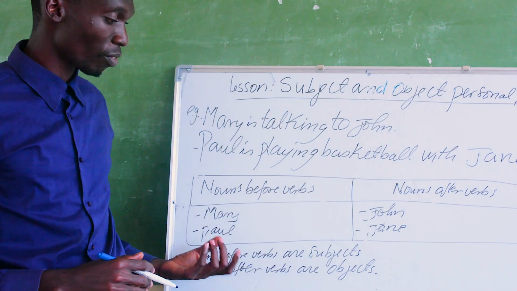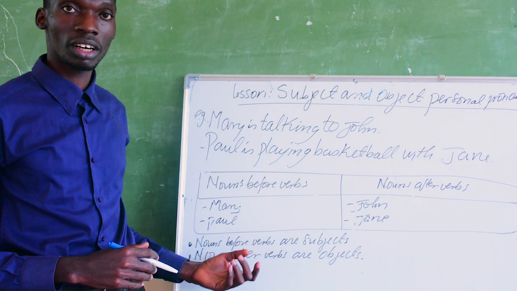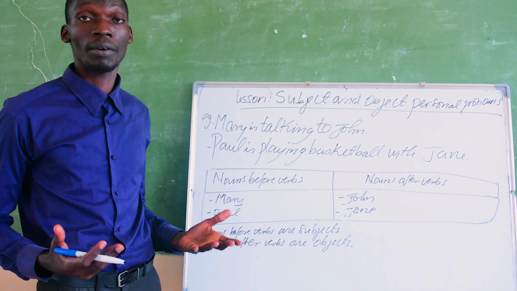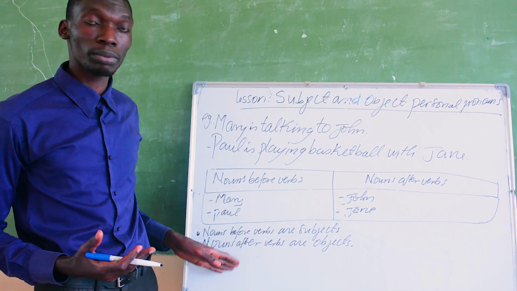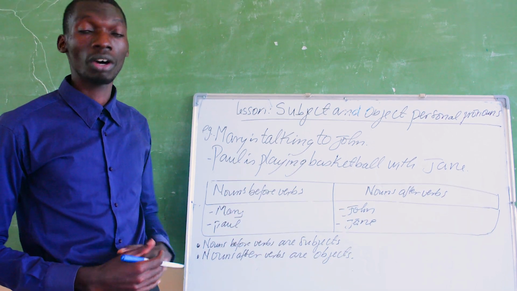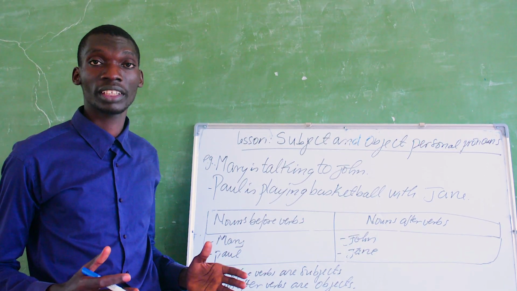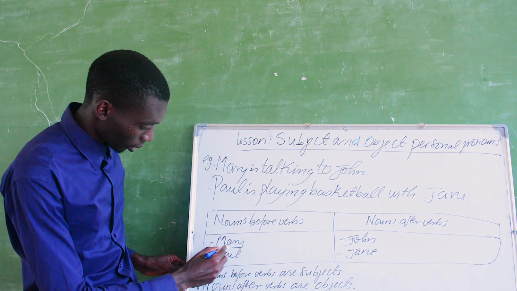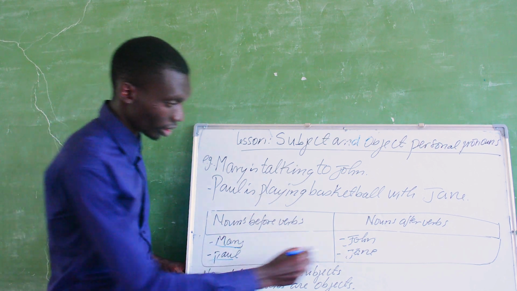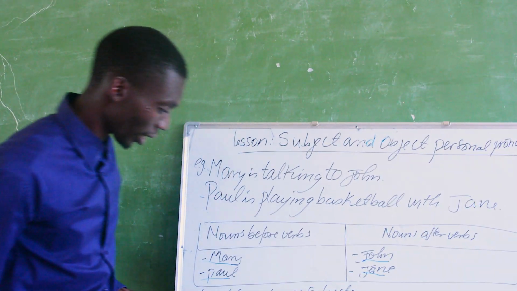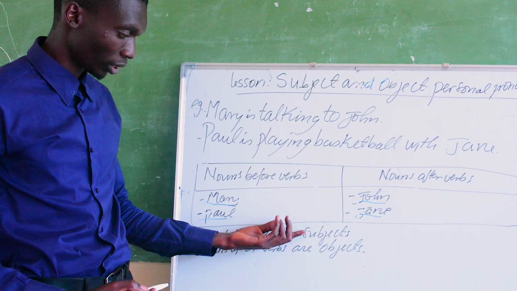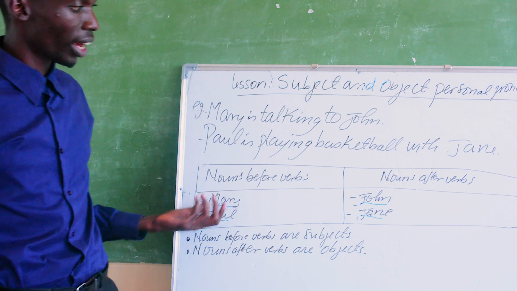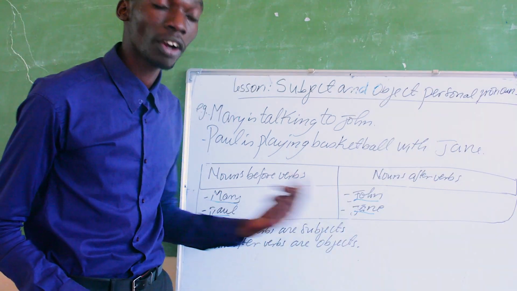So nouns before verbs are called subjects. Are we together? Nouns after verbs are called objects. Are we together so far? Subject, object. Nouns before verbs are subjects, so Mary and Paul are subjects. And John and Jane are objects.